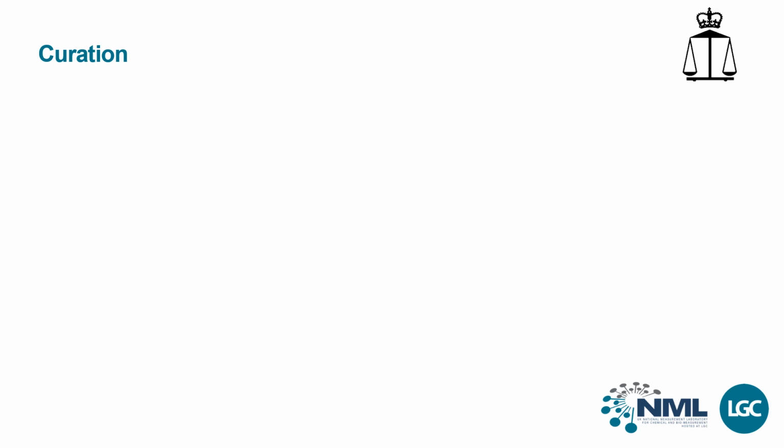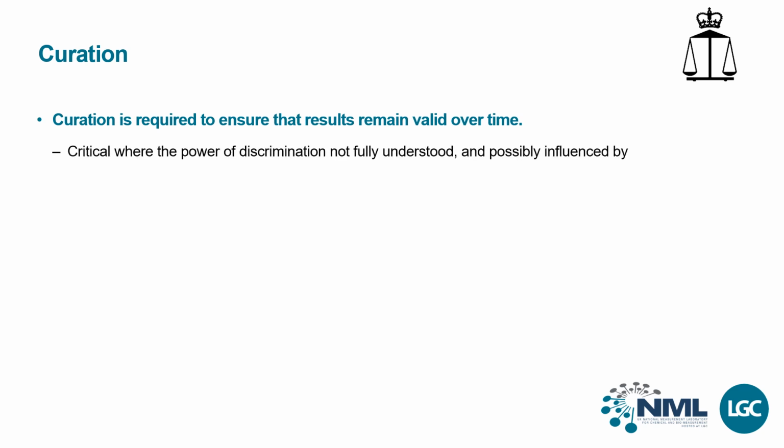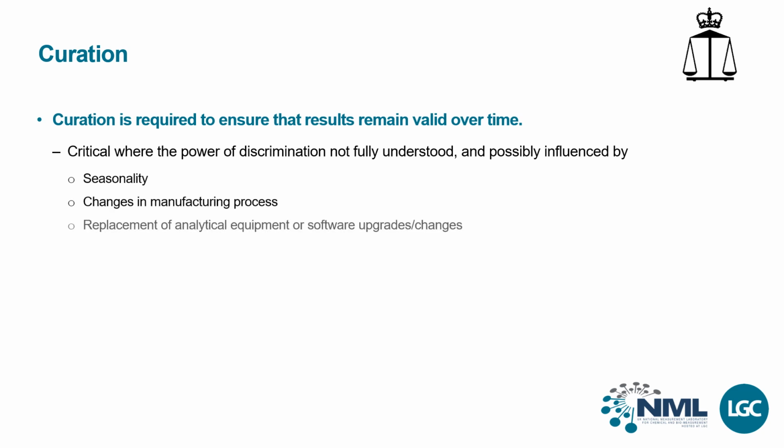Once a database has been created, appropriate curation is required in order to ensure that results remain valid over time. This is particularly important where the power of discrimination is not fully understood, and may be influenced by seasonality, changes in manufacturing process, replacement of analytical equipment, or software upgrades or changes. As part of this process, authentic and fraudulent samples generated following database constructions should be tested periodically to ensure that classification results remain consistent.